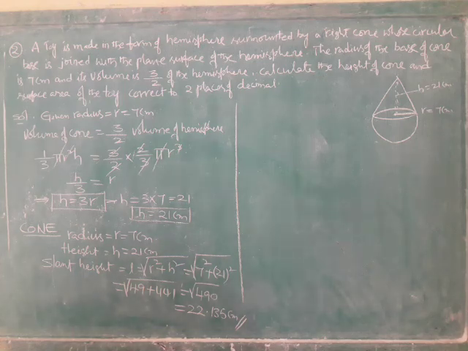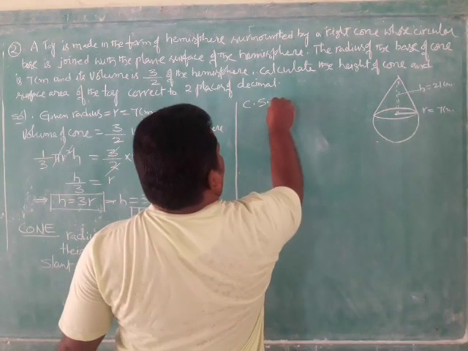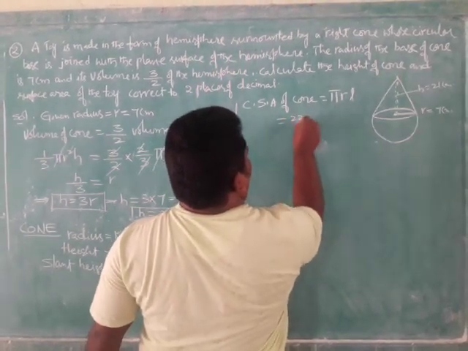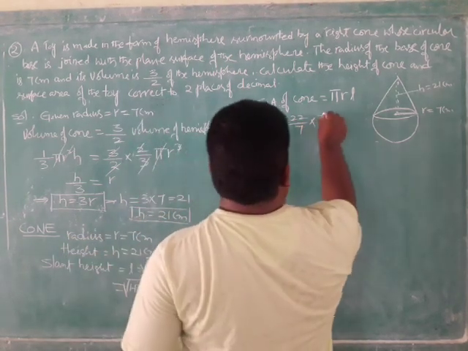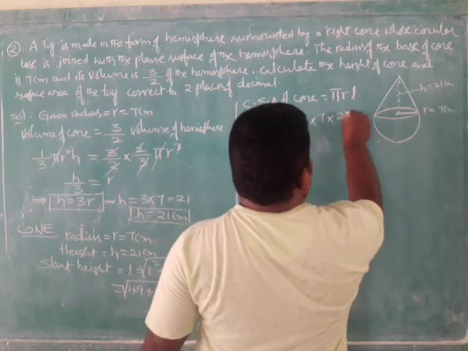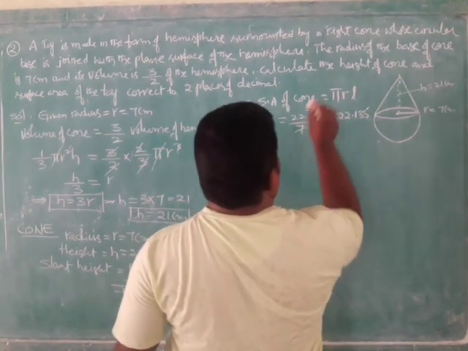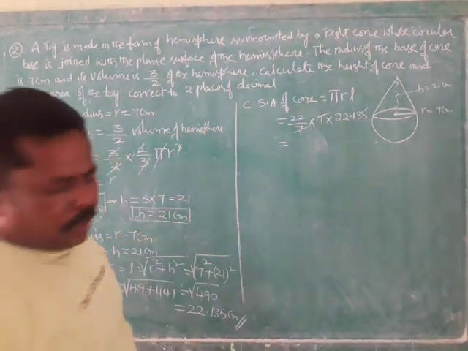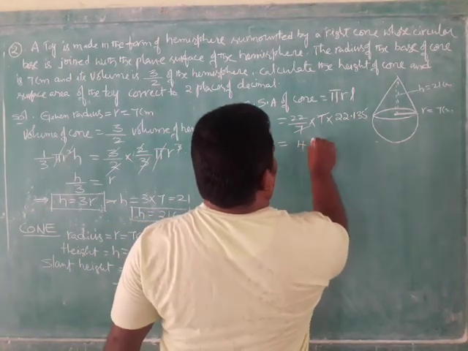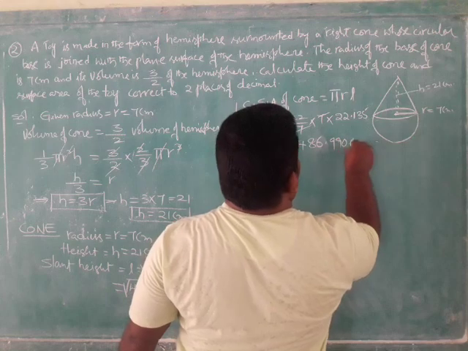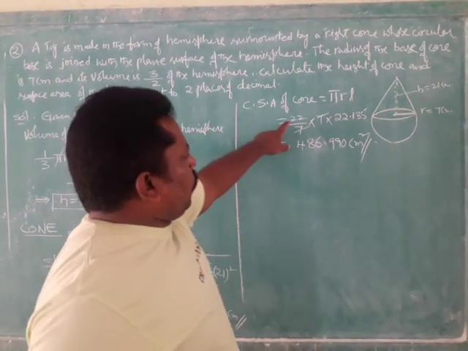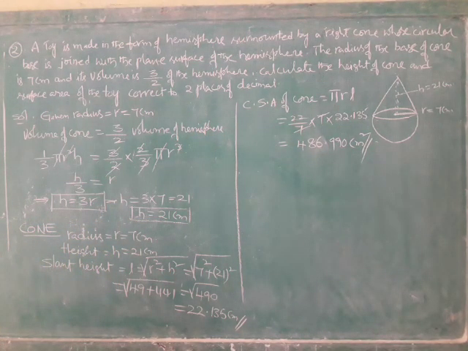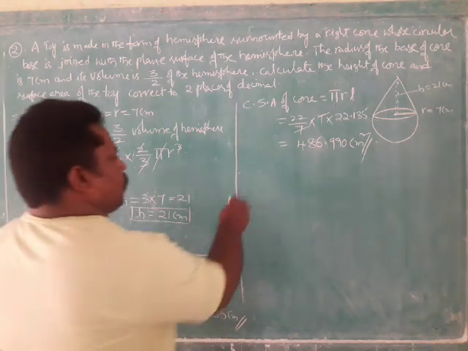Therefore, the curved surface area of the cone, formula is pi r l, which is equal to 22 by 7 into r value 7 into l value 22.135. The 7 should cancel. 22 into 22.135, if you are multiplying these two, is 486.990 centimeters square.